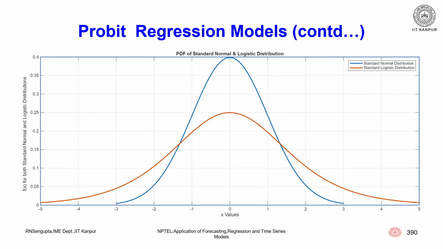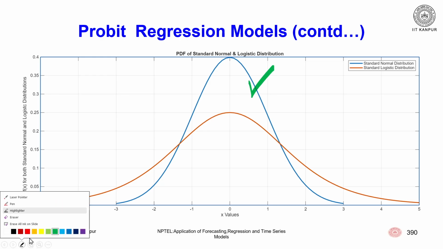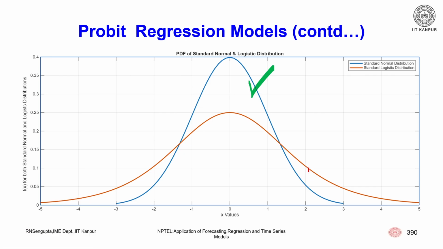Now, this is the graph. Remember, this is the graph for the PDF, not the CDF. If we look at it, the 0 value is the median, mean or mode value. For the standard normal, I am marking it in green and the curve is shown in blue, and the one with the standard logistic distribution values, which I am marking in, say, red, is this one, which is shown in orange.